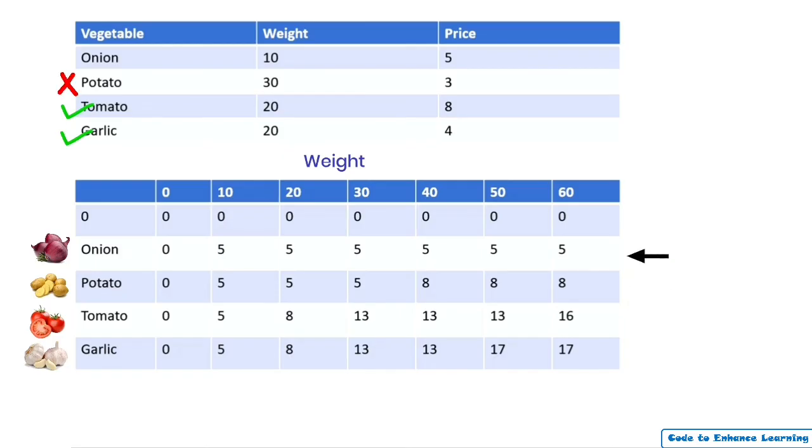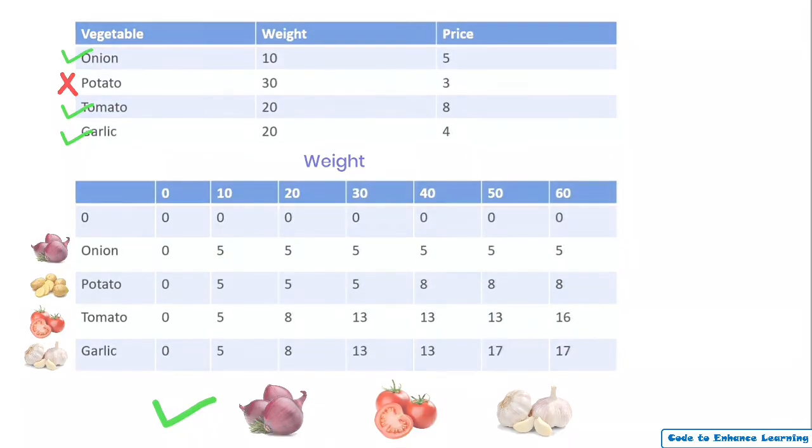Move to the second row. Is 5 present in the first row? No. Choose the onion. Subtract the price of the onion from 5 to get 0, and we are done. To conclude, we have to pick the onion, tomato and the garlic to get the maximum profit.